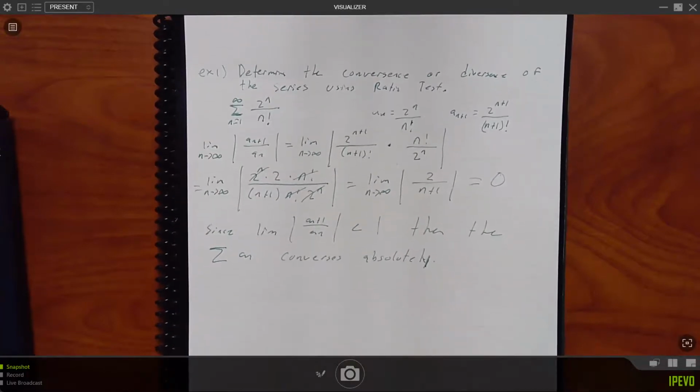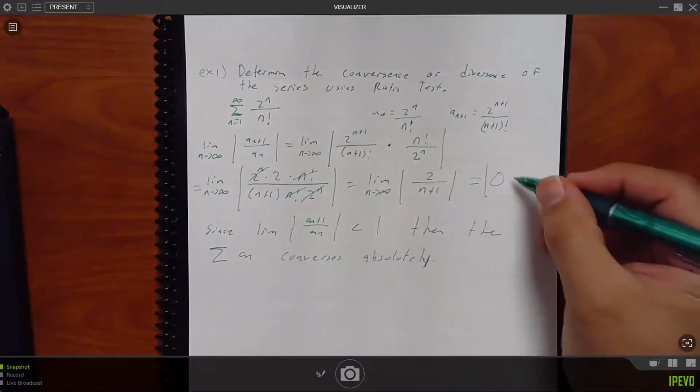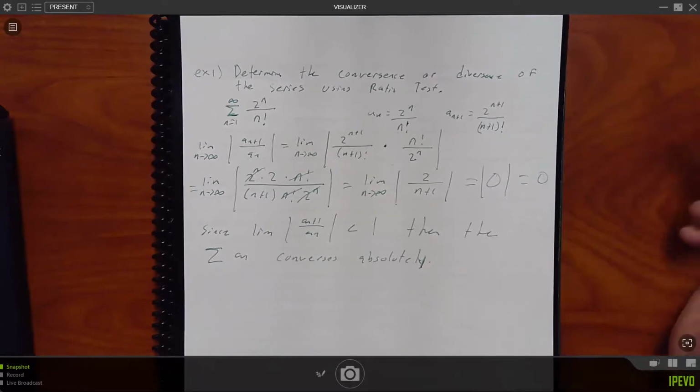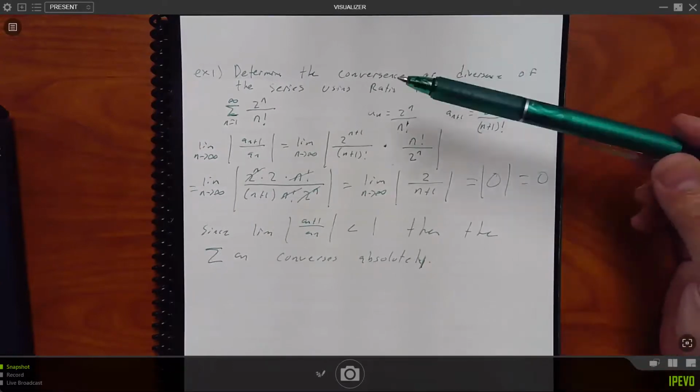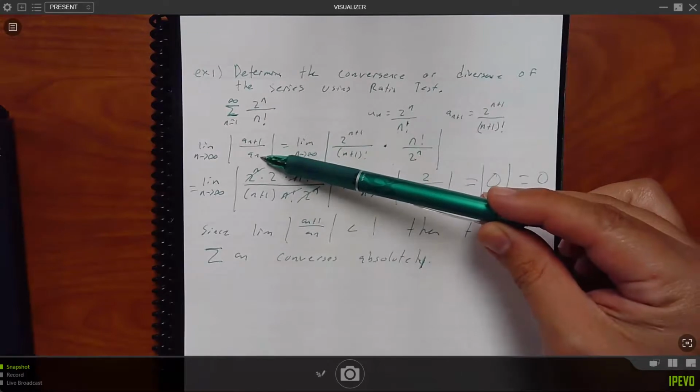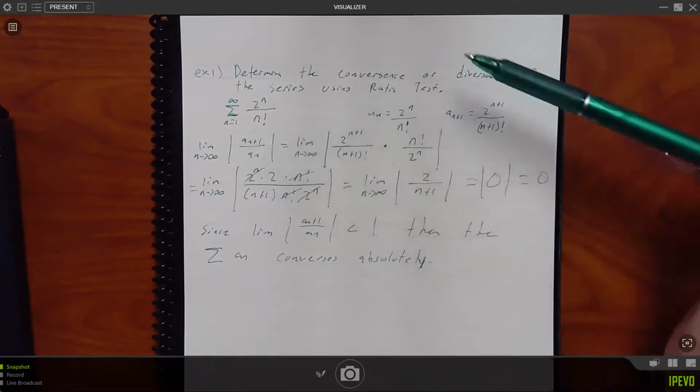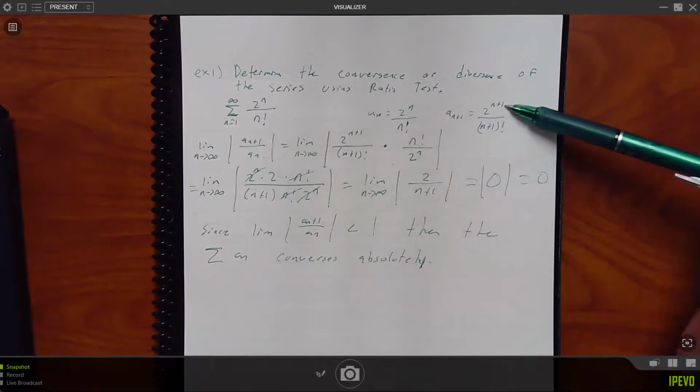Any questions on the idea? It's on the second one. It's a_{n+1} over a_n, the first one. So that's why I did the plus ones here.